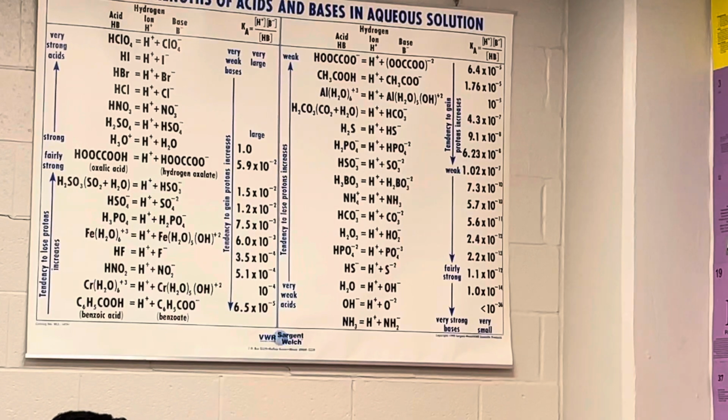So K tells us whether or not the reaction is product favored or reactant favored. Bigger K, product favored. Smaller K, reactant favored. It's a math thing. It's a ratio of products over reactants.